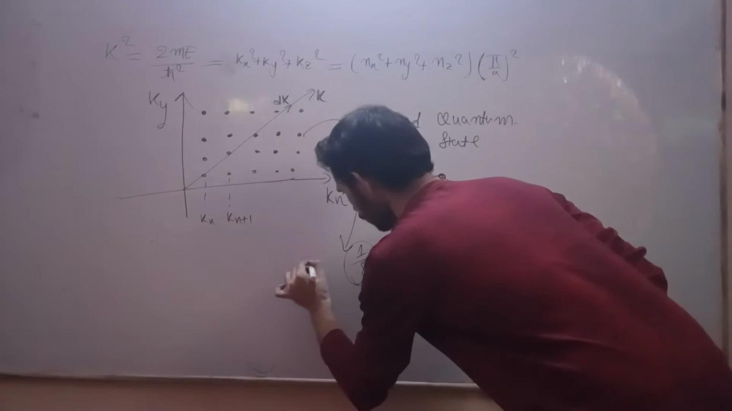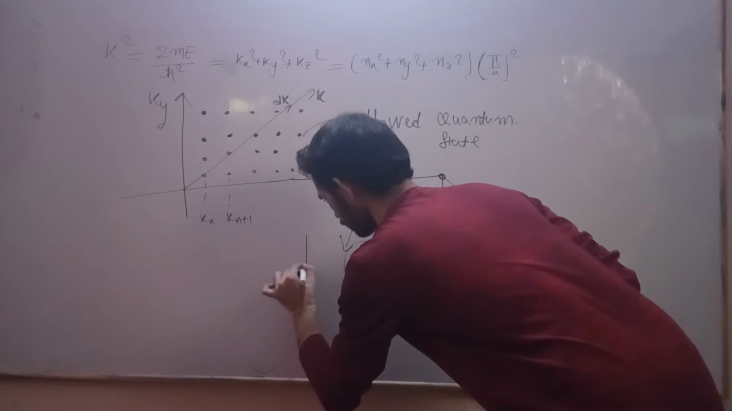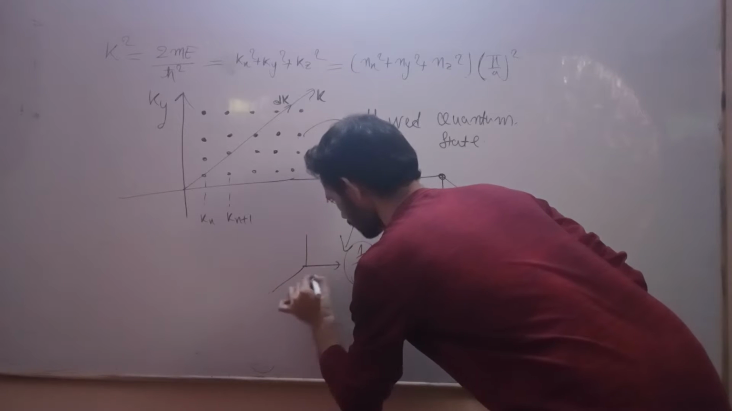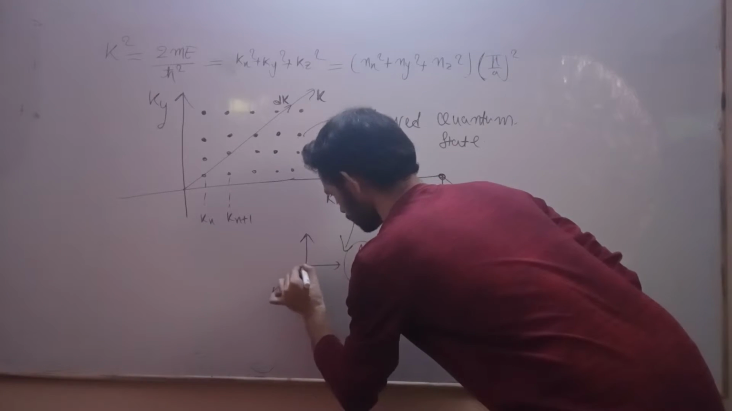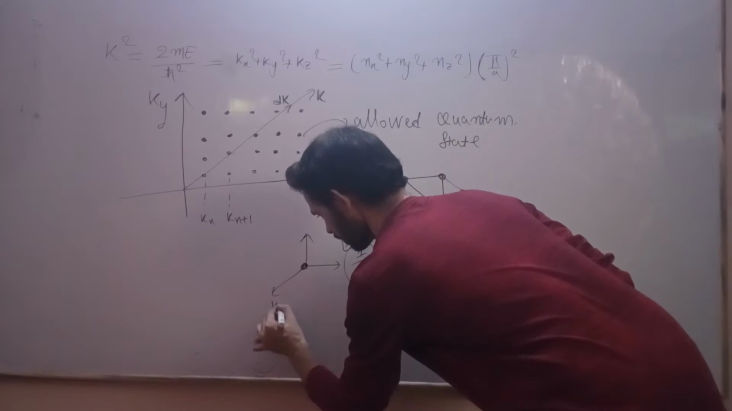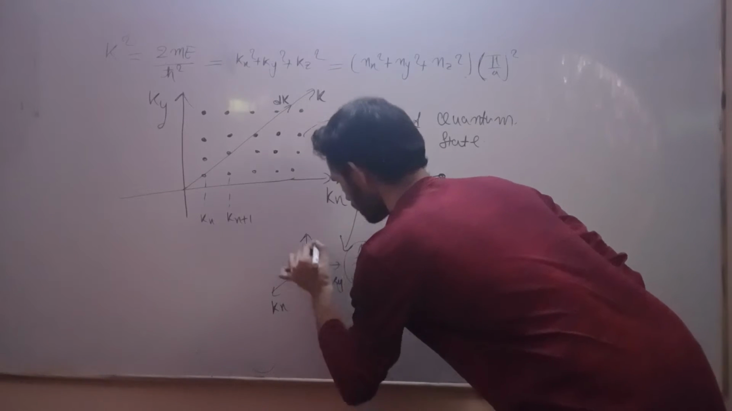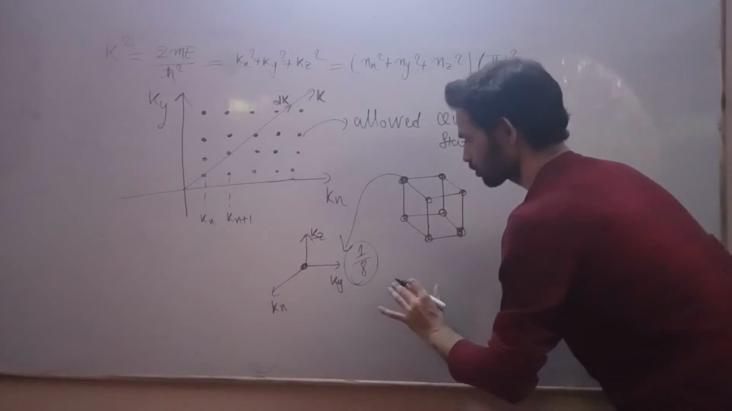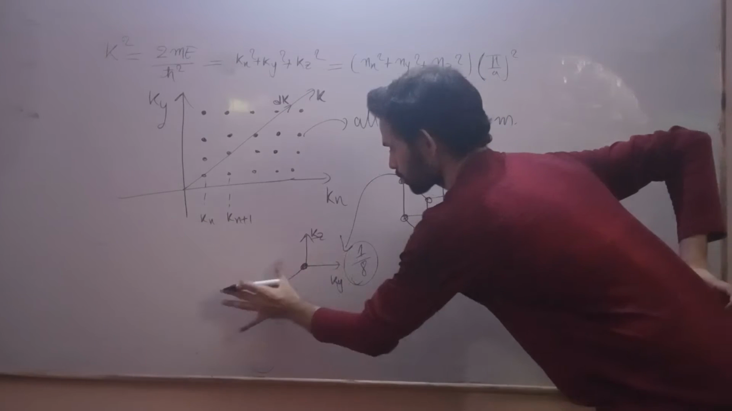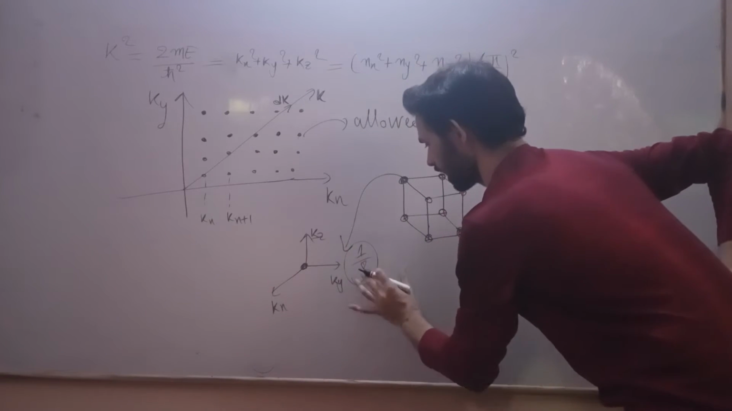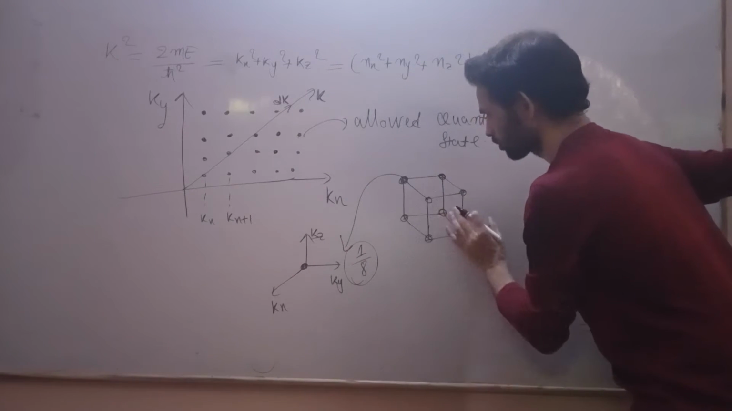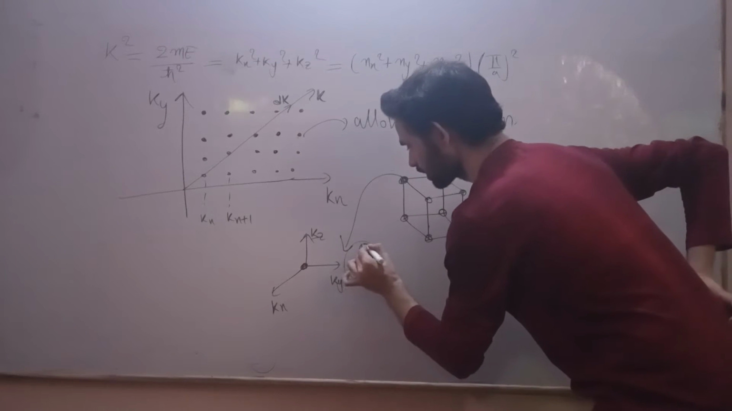This one corner is like this: this is my x-axis, this is my y-axis, and this is my z-axis. I am taking only one corner, so this is my kx, ky, and kz, all positive values of kx, ky, kz. Out of it, only 1/8 I am taking.